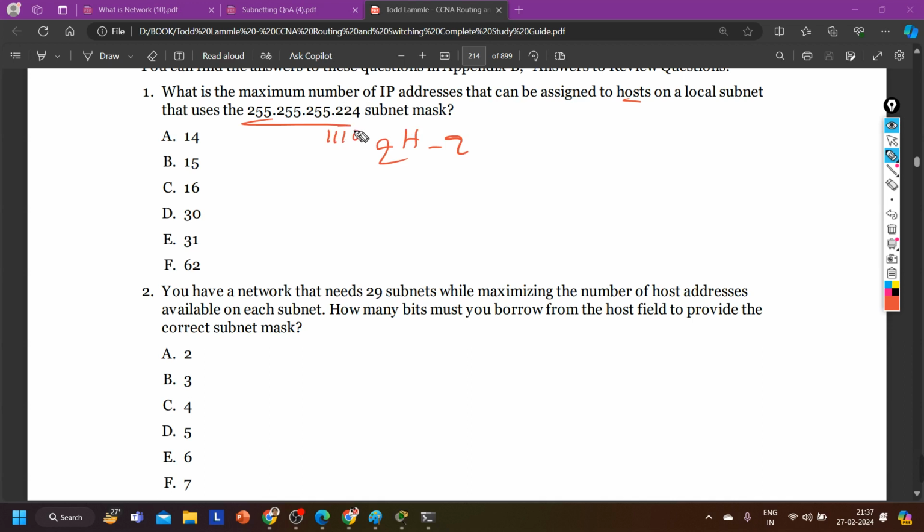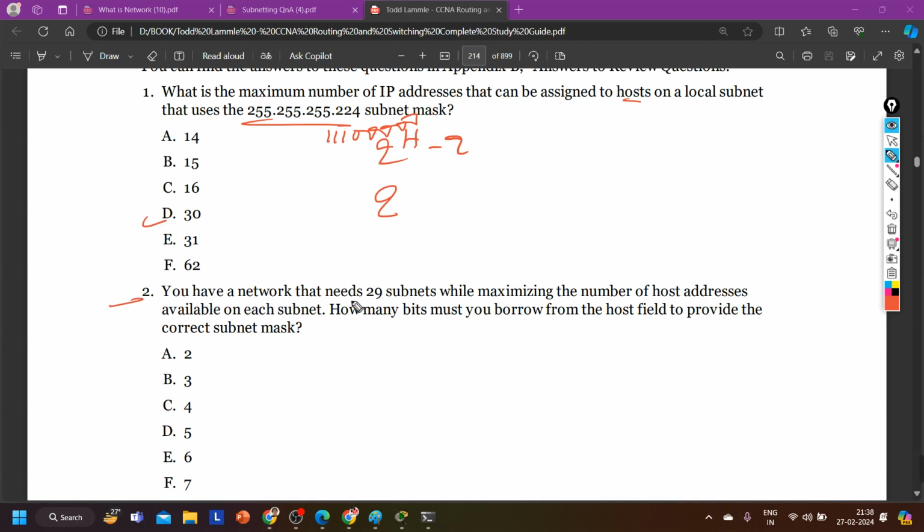See, the third octet value is like this: 3 ones, 5 zeros. We have borrowed. Maximum number of IP addresses, host bits: is it 64, or 62? How many host bits are there? 30, 30 only. Yes, the option is right.